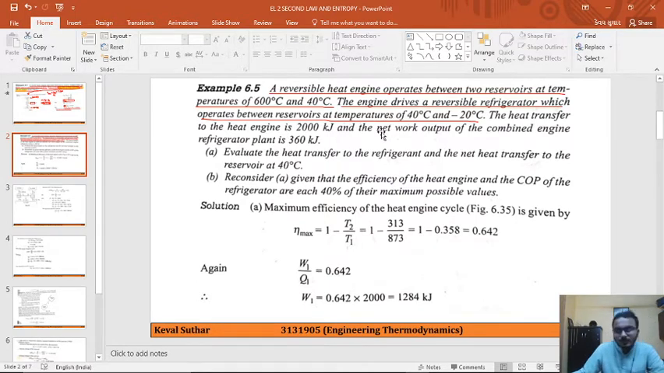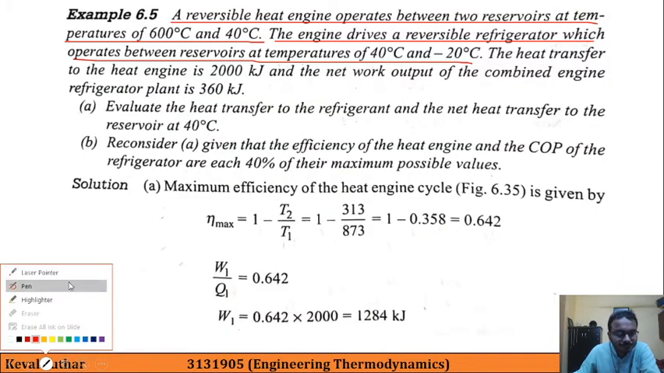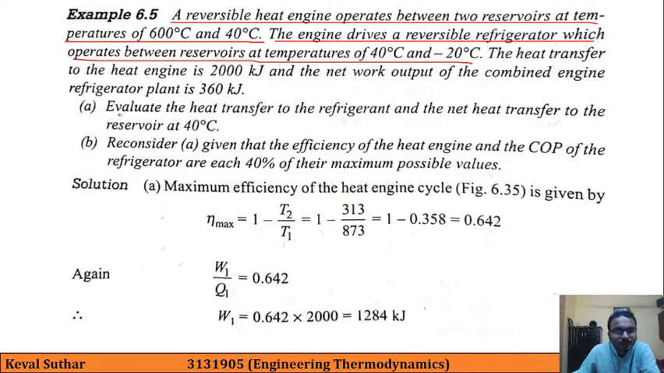So now our question is to evaluate the heat transfer to the refrigerant and the net heat transfer to the reservoir at 40 degrees Celsius. So first we will discuss A, then we will go into part B.